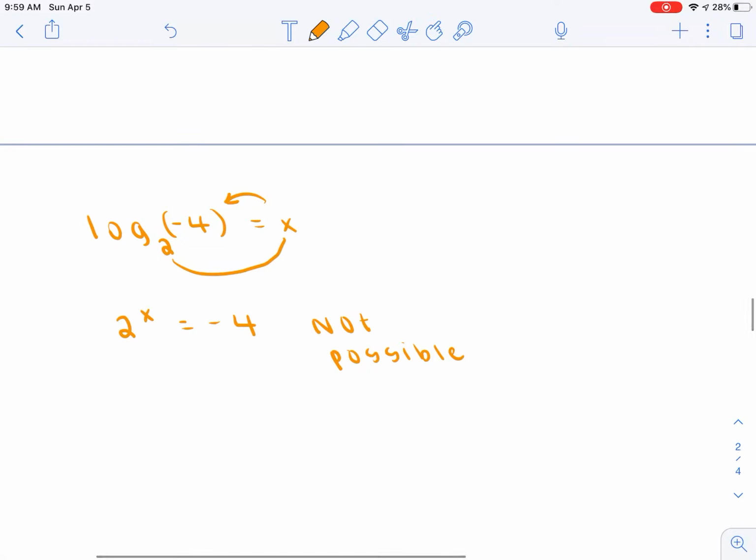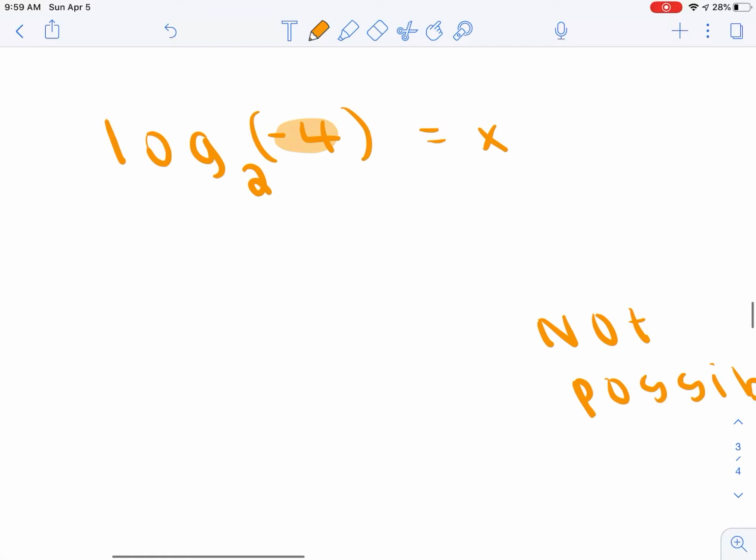So if you ever see a negative number here, let me highlight because I have so many arrows now. These arrows are all over the place. Let me get rid of these arrows.